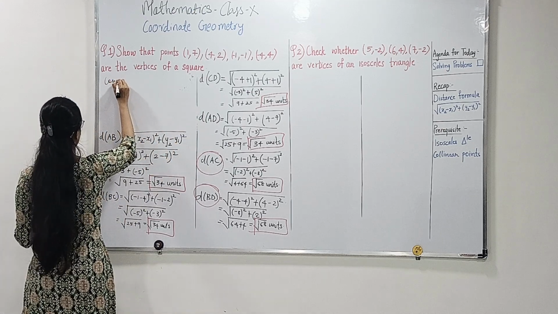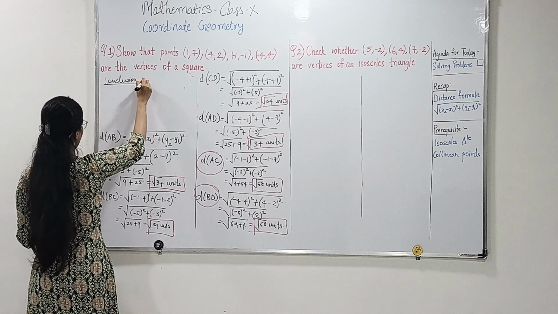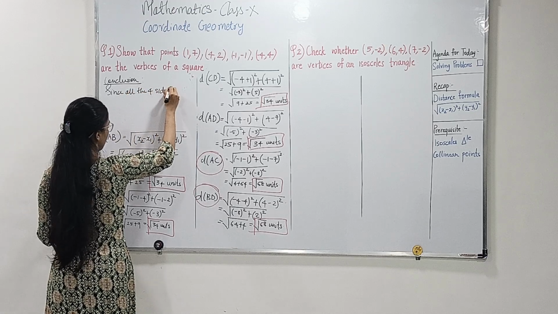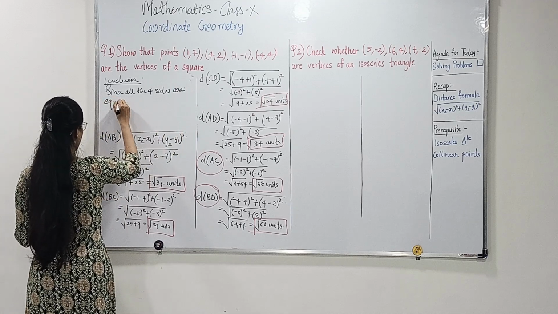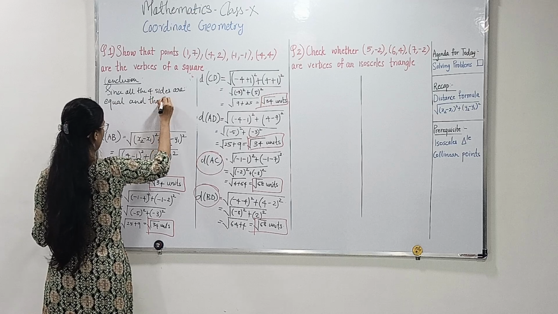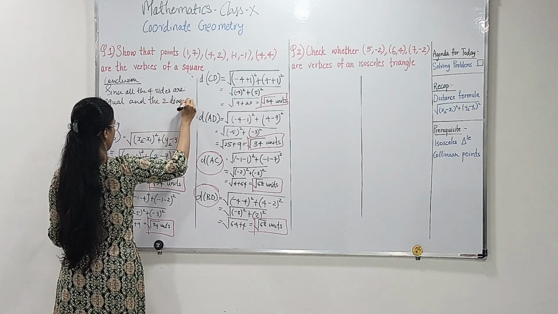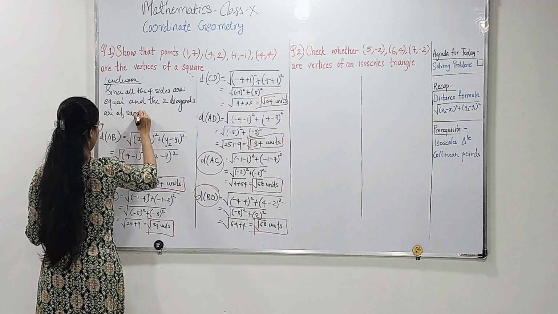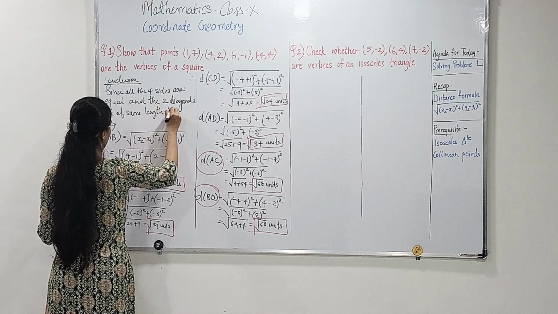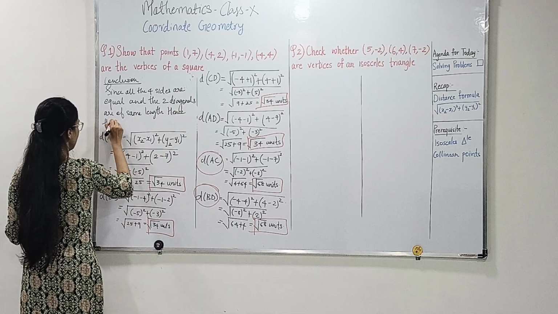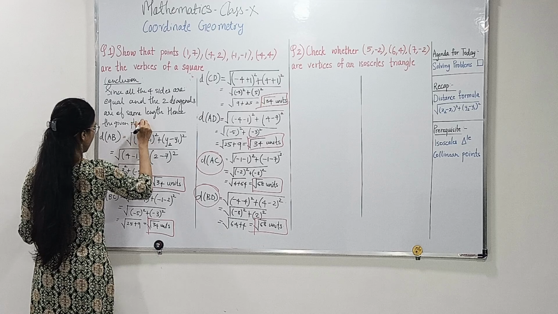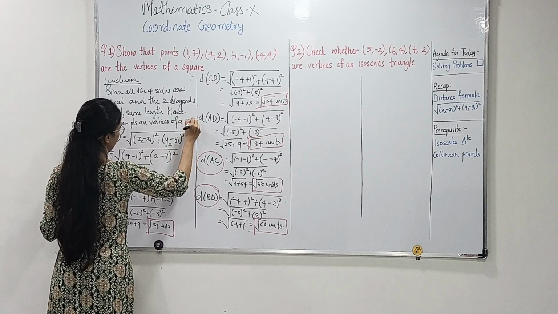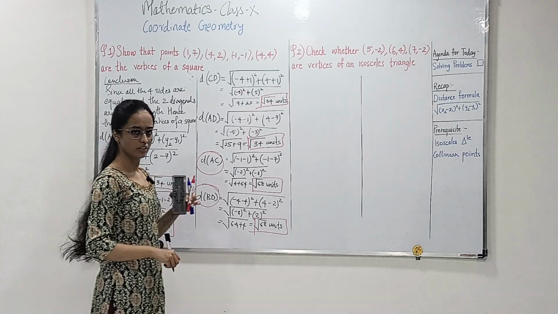So this is a conclusion for the answer, right? So you would say that since all the 4 sides are equal and the 2 diagonals are of same length, hence the given points are vertices of a square. This is how we are going to conclude.